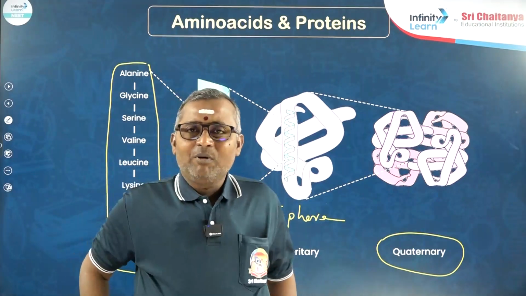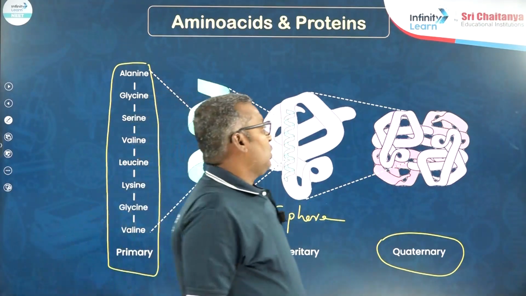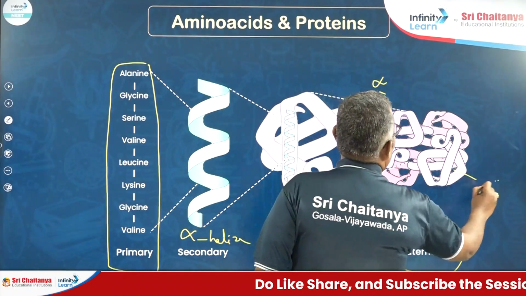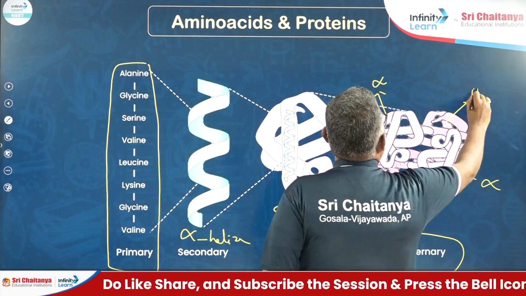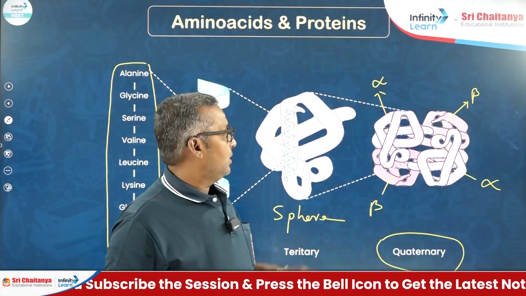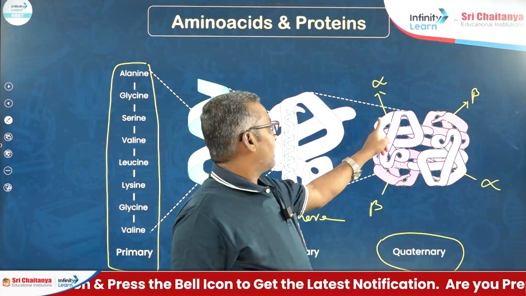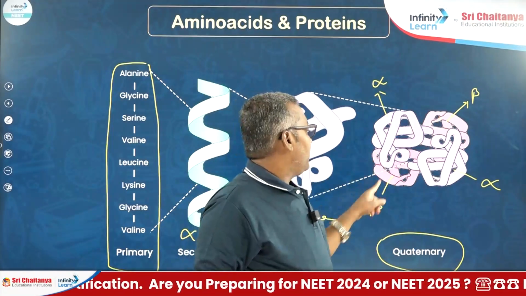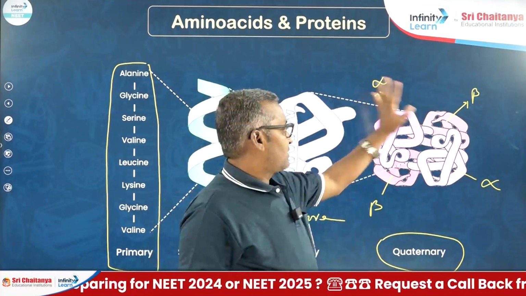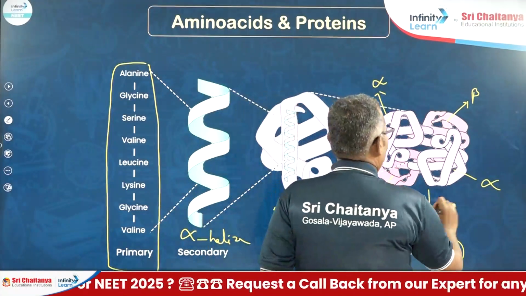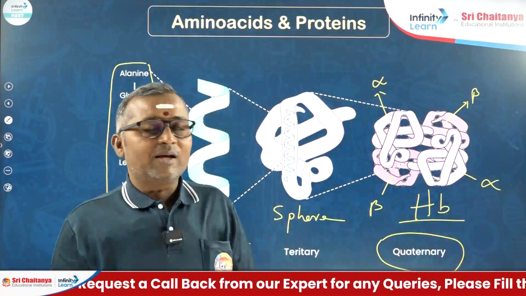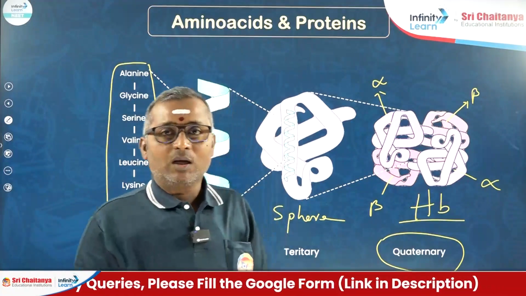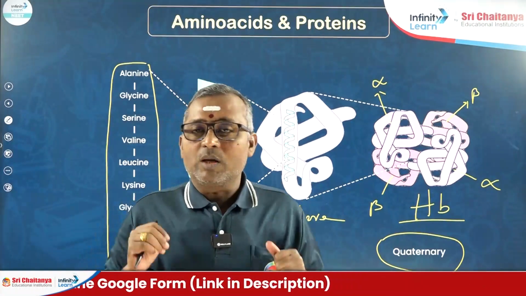One of the best examples for the quaternary structure is human hemoglobin. Human hemoglobin is composed of 4 polypeptide chains. In that, 2 types are identical. There are 2 alpha type proteins and 2 beta type proteins. So these 4 form human hemoglobin. That's very important. So this is what you can see with regard to the structural details of a protein.